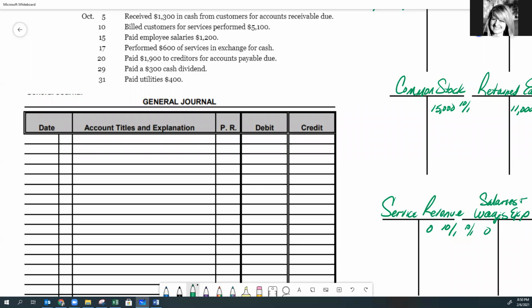Okay, so we're back. So we have opened up our general ledger with all of our beginning balances as of October 1st. And now we're presented with some transactions here starting on October 5th. And we need to prepare our general journal entries for those. So these templates are in your course. So if you're doing them by hand first before you transfer them into Wiley Plus, then you can use the templates that are in your course. Look in your course materials folder, and you should find them there. Okay, so let's start with the first transaction.